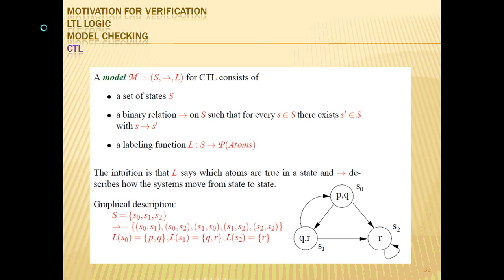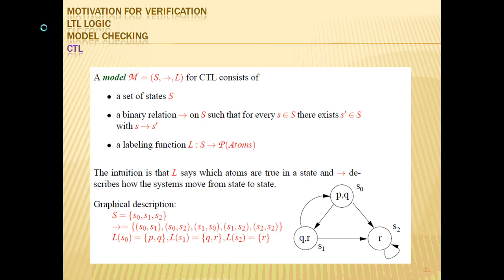Now a model M in CTL is M equal to (S, →, L), consisting of a set of states S, a binary relation → on S, such that for every s belonging to S there exists s' belonging to S with s → s', and a label function, which is also defined in the model, given as L from S to the power set of P, where P are the propositional atoms. The intuition is that L says which atoms are true in the state, and → describes how the system moves from state to state.